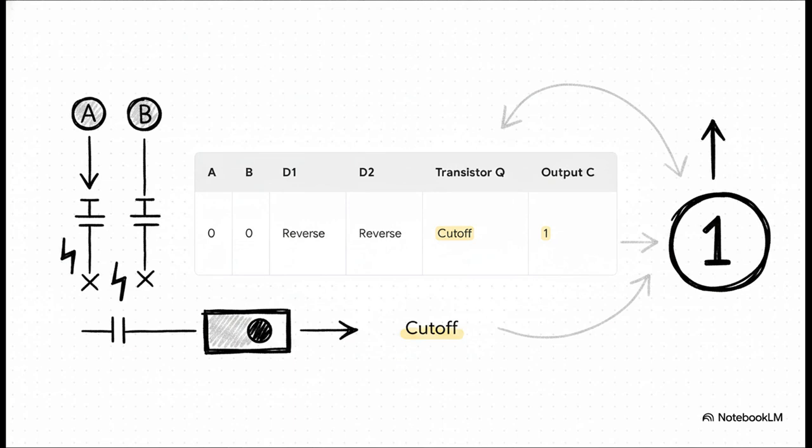So let's start with case 1, inputs A and B are both low, both 0. Now, in this NOR circuit with low inputs, there's just no voltage to push current through the diodes to the transistor's base. They're both what we call reverse biased. With 0 current going to the base, transistor Q is in cutoff. It's completely off. It's basically an open switch. So the output C gets pulled up to 5 volts through that resistor. That gives us an output of 1. Perfect. Exactly what we'd expect from a NOR gate.